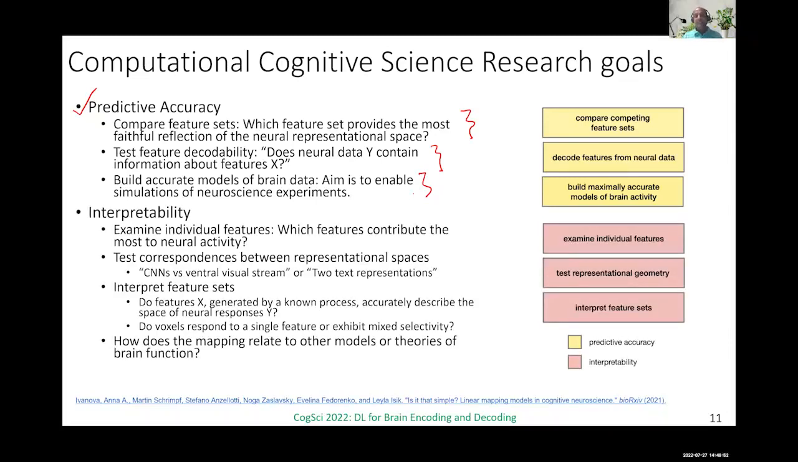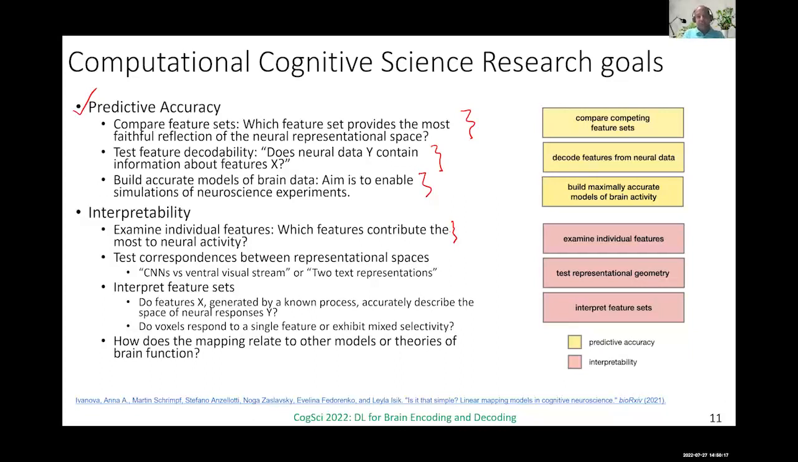The other goal is interpretability. Clearly, even in basic machine learning and deep learning for other purposes, you of course want high accuracy, but at the same time you want to understand why. So in the feature engineering part of computational cognitive science, interpretability is super important in terms of determining which features contribute the most to neural activity, feature importance analysis, and things of that kind.